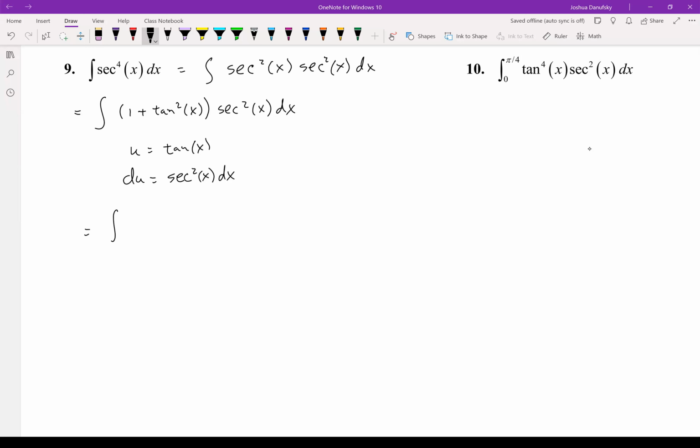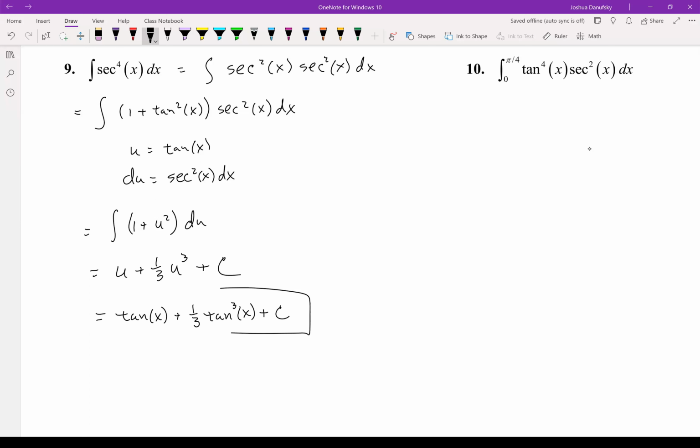That gives us the integral of 1 plus u squared. The secant squared x dx becomes a du. Pretty straightforward integration here. And then finish it off by bringing back our tan x. Pause the video, do number 10.